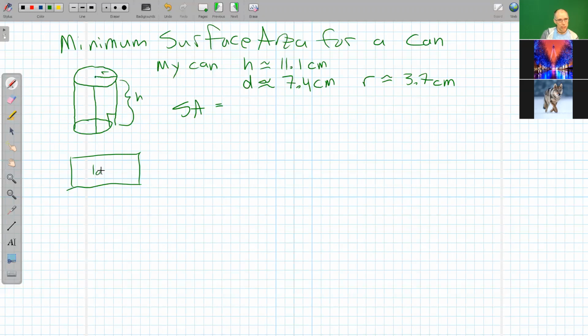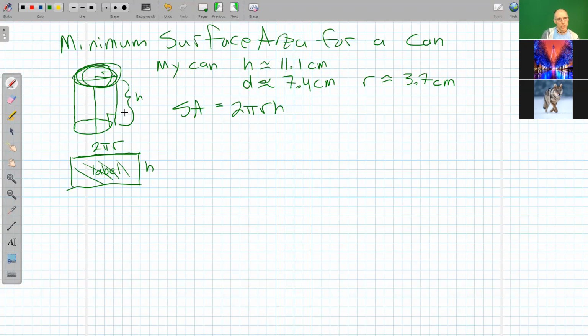So this would be like the label of the can. And the height of that label is the height of the can. And this length here was peeled off. That's the circumference, so that would be 2 pi r. And if I multiply those two, that would give me the area of that label. So I've got 2 pi r h as part of my surface area.